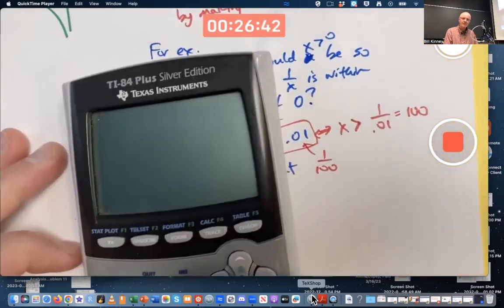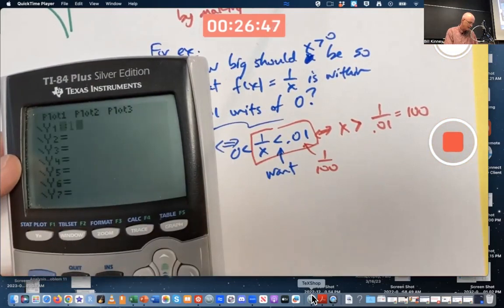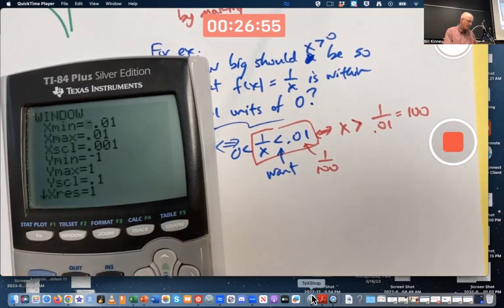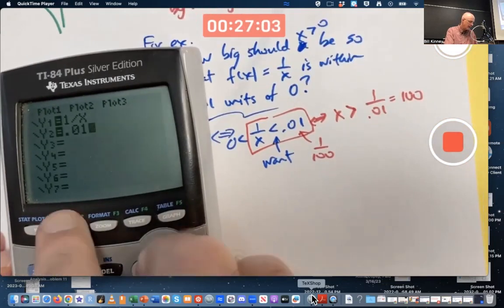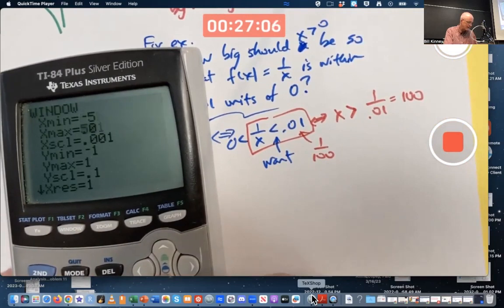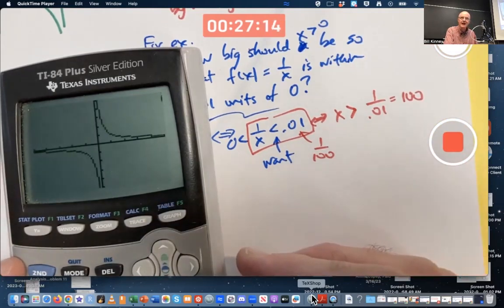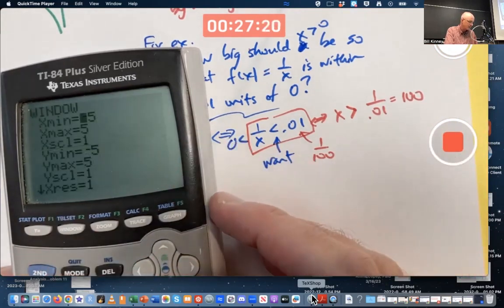If you don't believe it, let's try some technology here. Plot the function. What kind of window? We're letting x get big. I probably also want to plot, how about a horizontal line at 0.01? Now, if you pick an ordinary kind of plotting window, you're not going to see what you want to see. Like if I do something like this, you'll see 1 over x, but you won't see the line at 0.01 because it's just too close to the x-axis.